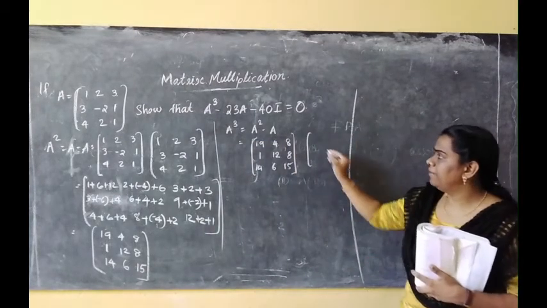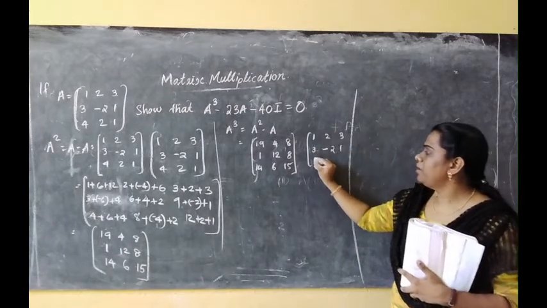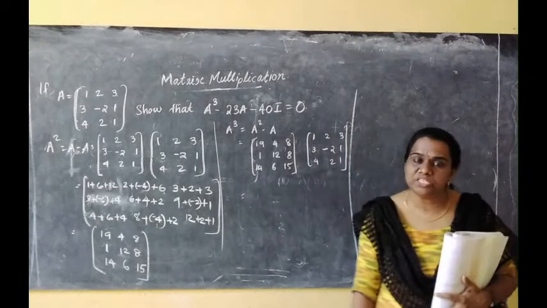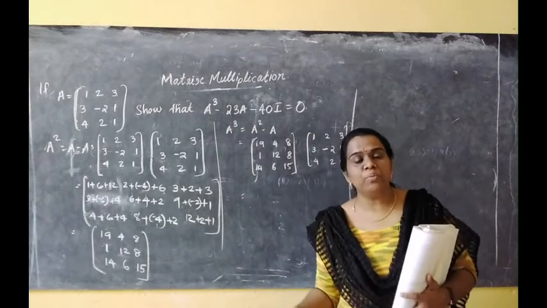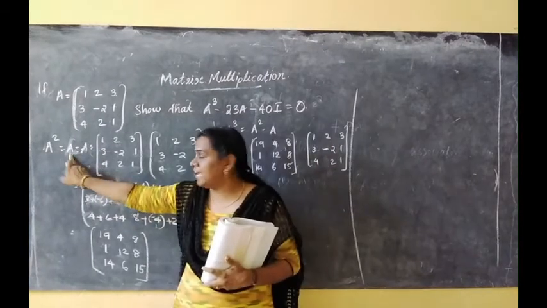Into A. What is A? 1, 2, 3. 3 minus 2, 1. 4, 2, 1. You have to do the multiplication. I hope you understood it. That means A cube does not mean the cubes of numbers. First of all, we have A square, which means A into A.